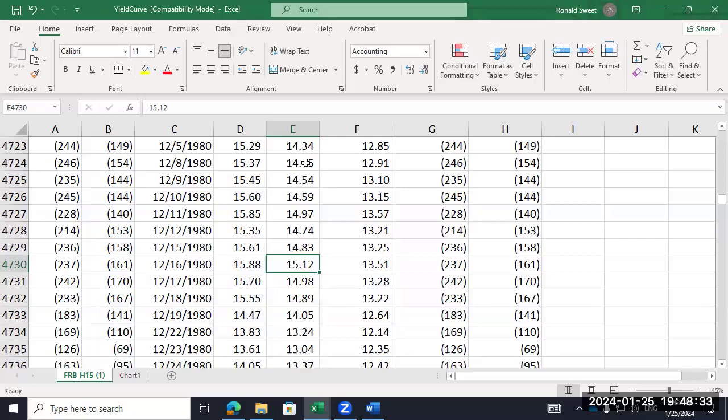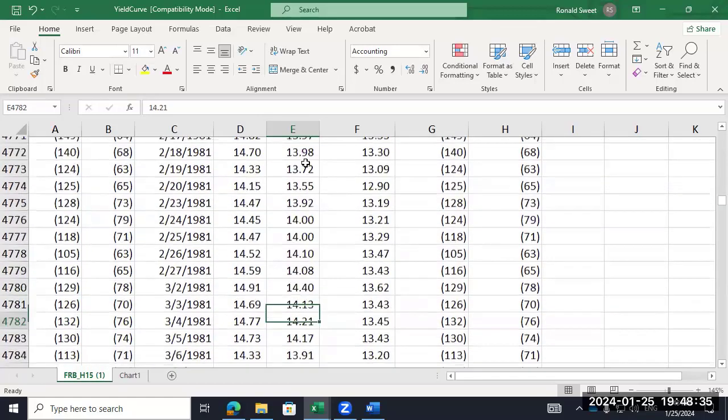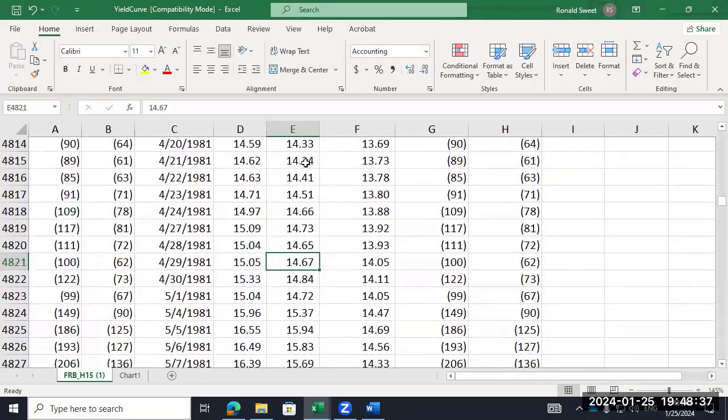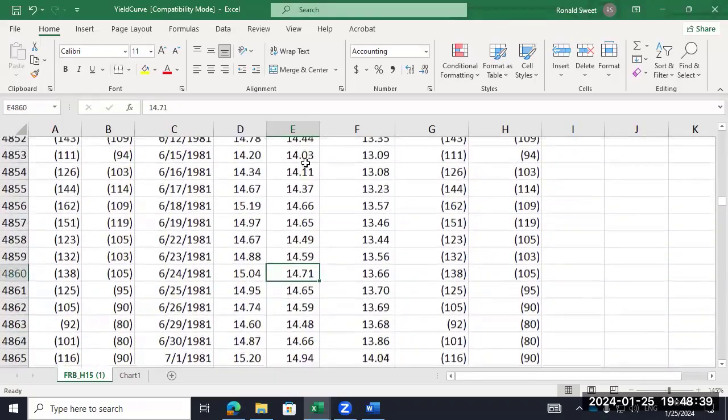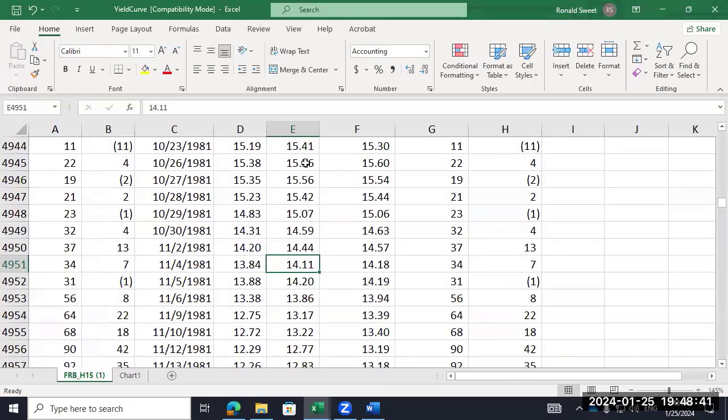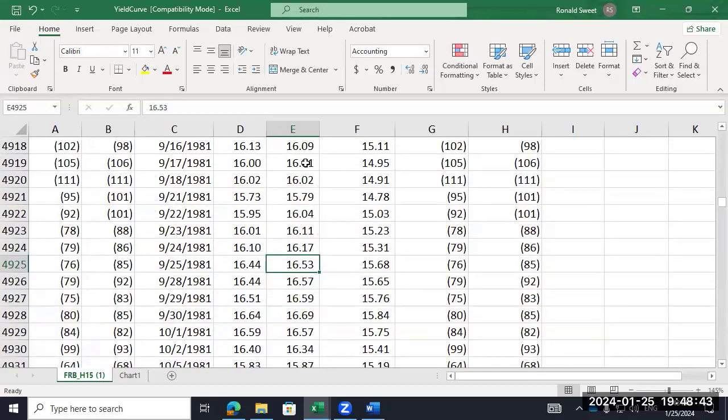I remember graduating from college. I graduated in the 80s. When did I graduate? I can't remember. Rates were still high. Oh man, there's 16% in there. But I had a CD that matured, so I went to UT Austin, so I actually saved money when I was in college.